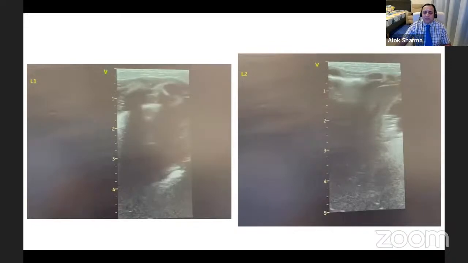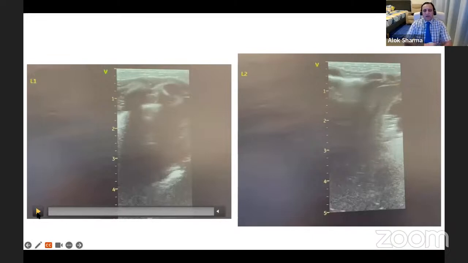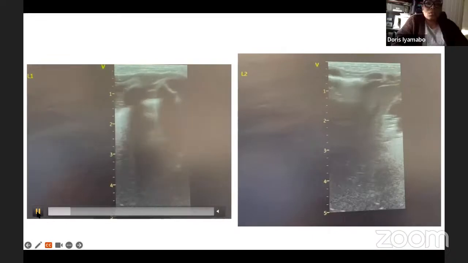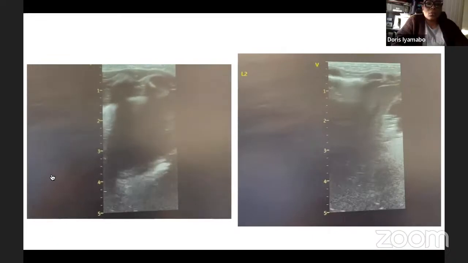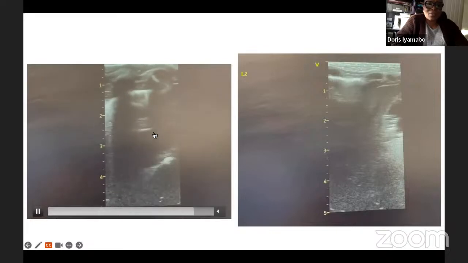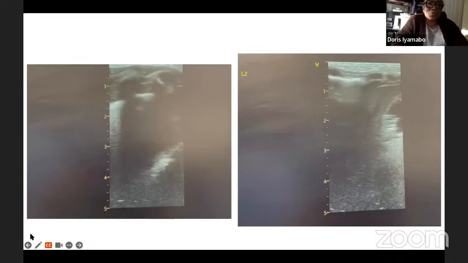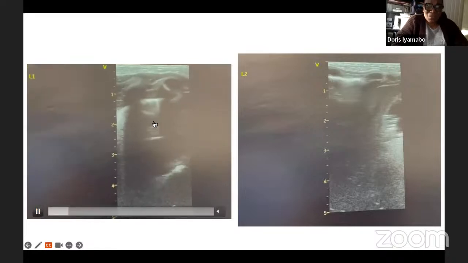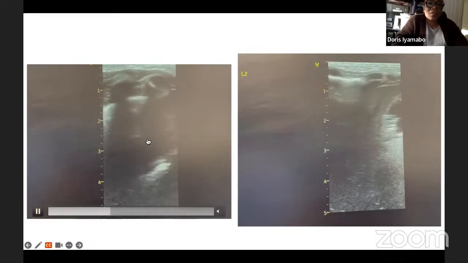From my perspective, we have really nice images. Let's do L1, L2. Okay, so this is L1. We can see the pleura. I think this is a rib shadow, isn't it? I did try as much as possible to move the probe, but I was still picking up the rib shadow.